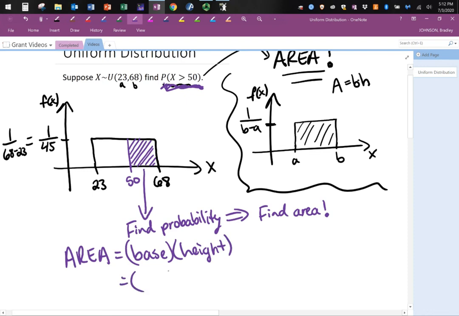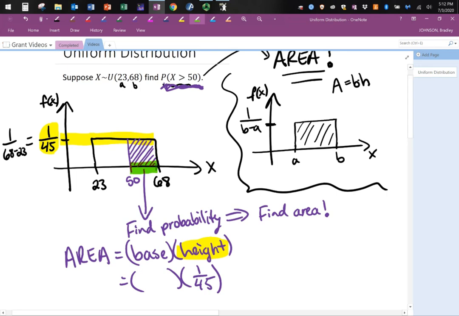Okay. Well, the height we found, right? We know the height of this curve, right? The height of this curve is 1 over 45. We already found that, right from here, 1 over 45. Okay, so that's a very important piece of our puzzle. Next, we need to know the base.